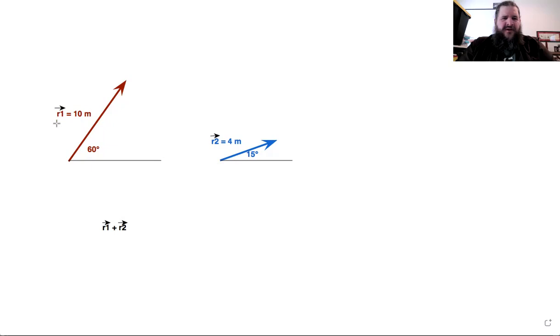And that basically just means that R1 isn't just the number 10. R1 is the number 10 and the direction 60 degrees above horizontal. And we typically do measure directions relative to a horizontal like this. So when we say 60 degrees, we mean this angle. When we say 15 degrees, we mean this angle. So generally assume that angles are measured from the horizontal, from the positive x-axis, counterclockwise unless specified otherwise. Any questions on the terminology there so far?